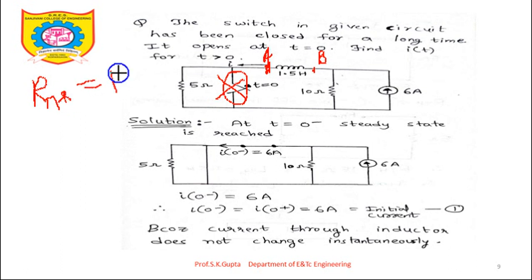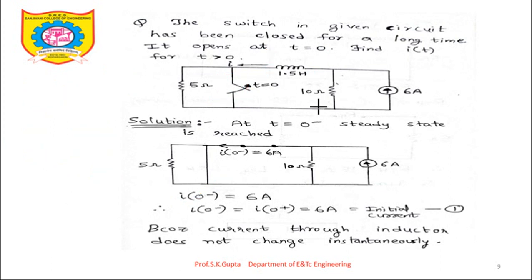And how much is the inductor value? 1.5 Henry. So the time constant is L equivalent divided by RTH, so 1.5 Henry divided by 15. 1.5 divided by 15 is 0.1 second. So the time constant is 0.1 second. So two things I have calculated, the initial value and the time constant.